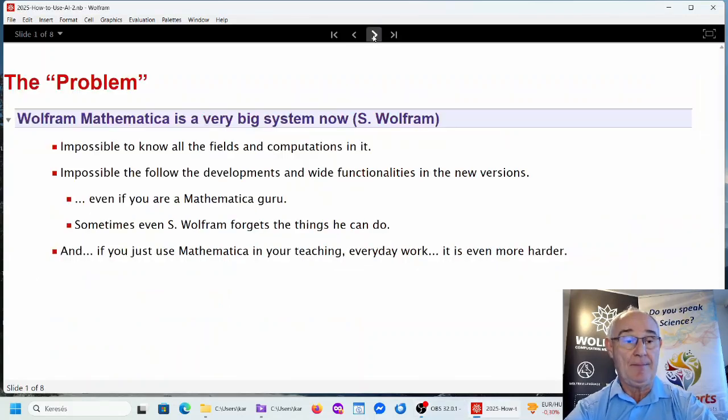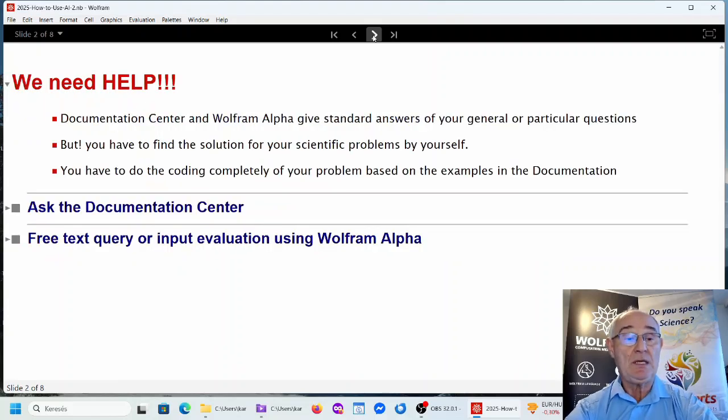What is the problem? Wolfram Mathematica is a very big system now. It is impossible to know all the fields and computations included in it. Impossible to follow the developments and wide functionalities in the new versions, even if you are a Mathematica guru. Sometimes even Stephen Wolfram forgets the things he can do. And if you just use Mathematica in your teaching everyday work, the problem is even harder. We need help.